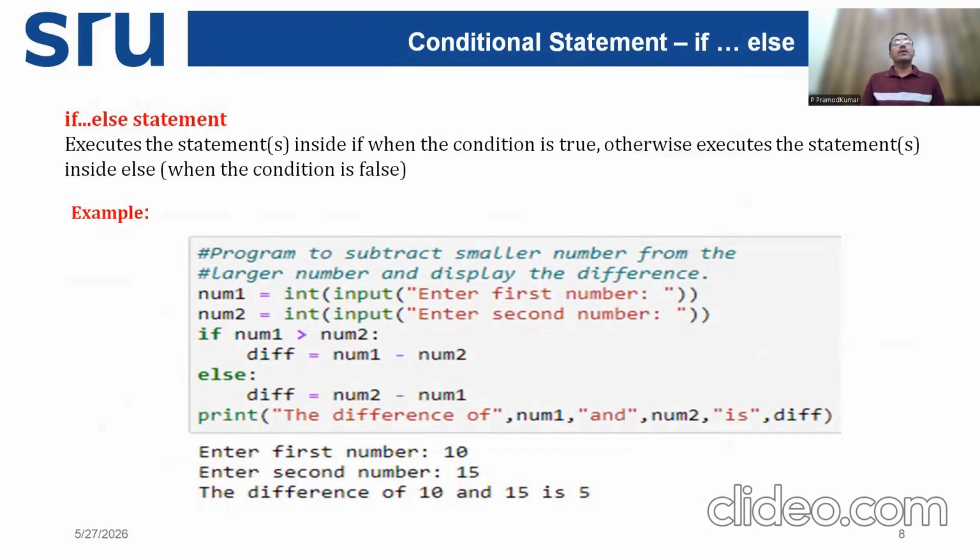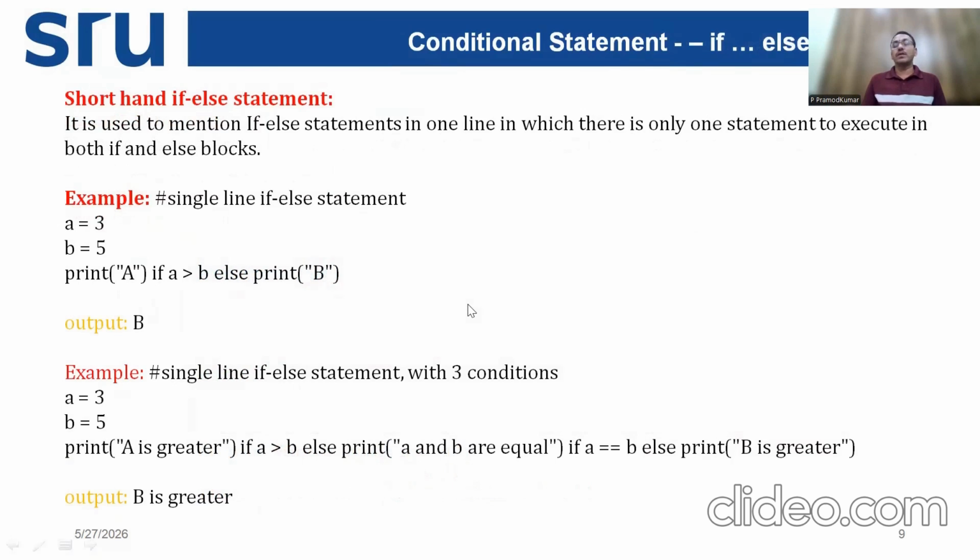Then if-else statement. Example here. In this example, I am reading two numbers, number 1 and number 2, via keyboard. Here I am testing: if number 1 is greater than number 2, I am going to subtract number 2 from number 1. If not, I am going to subtract number 1 from number 2. So here we have two possibilities, either subtracting number 1 from number 2 or number 2 from number 1. As we have two options here, I am implementing an if-else statement. These are some of the examples wherein we can implement if-else.